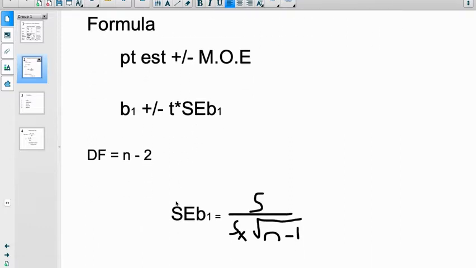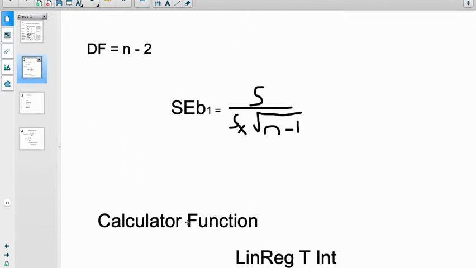And to find the standard error of the slope, you do standard deviation of the residuals over standard deviation of your x variable, times the square root of n minus 1. The calculator function for this is a linear regression t-interval. Now, here's kind of the key. When you're doing these, I'm not too concerned that you can do them by hand. I'm more concerned that you can do them with the calculator and explain to me what they mean. So for today, try practicing with the calculator.